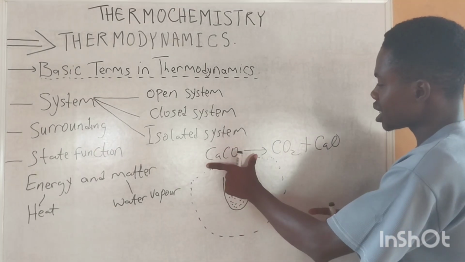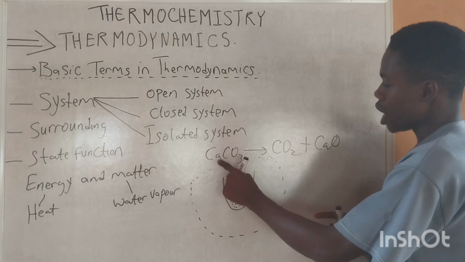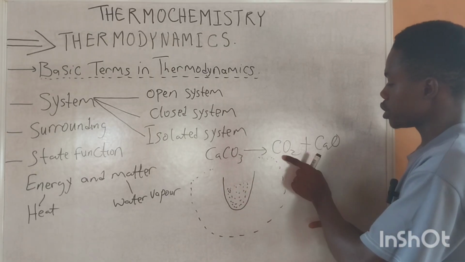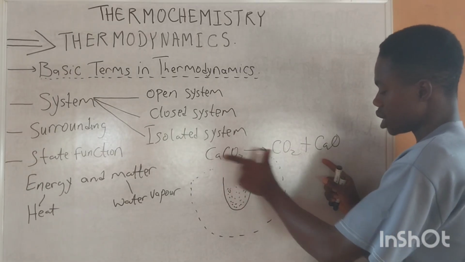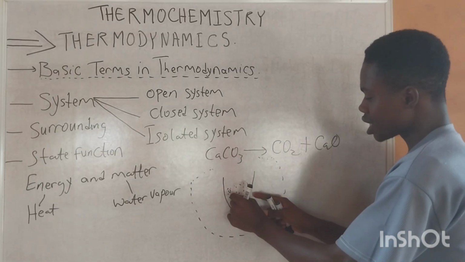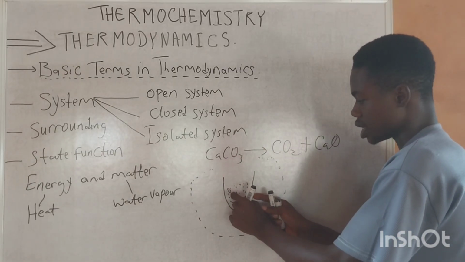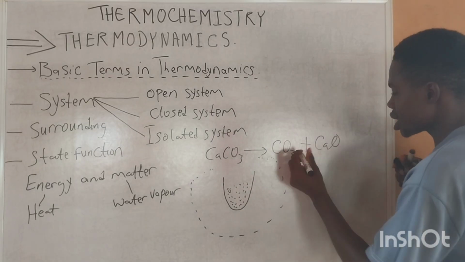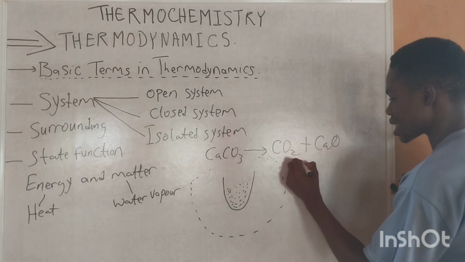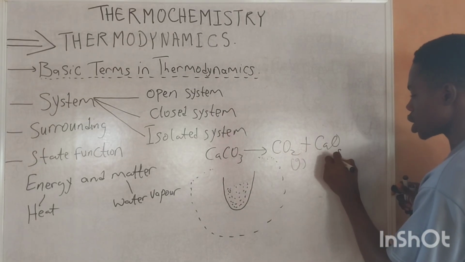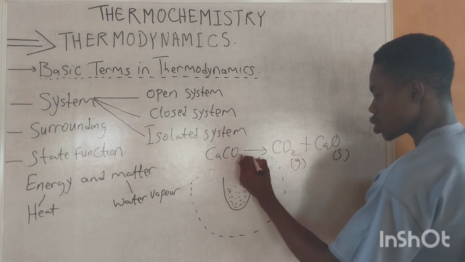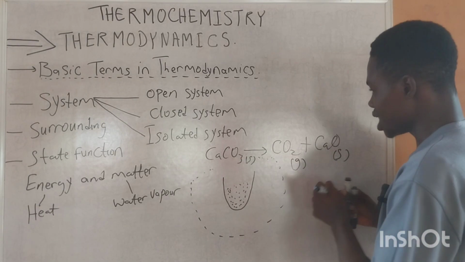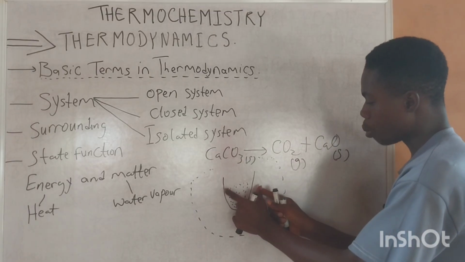Now for example, let's take this reaction, where CaCO3 is decomposed to form CO2 plus CaO. Let's say this reaction is taking place in an open system. Now you see this CO2 is a gas, while this CaO is solid. Even this calcium carbonate before is also solid.